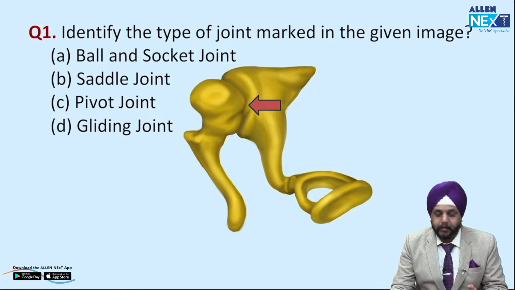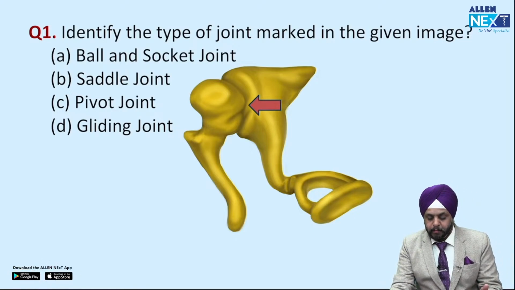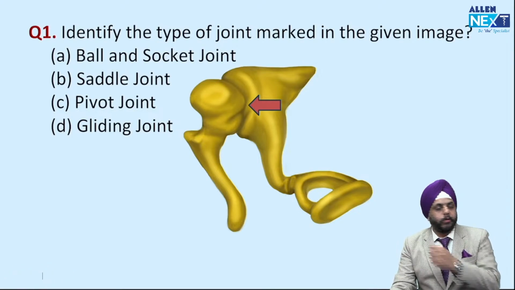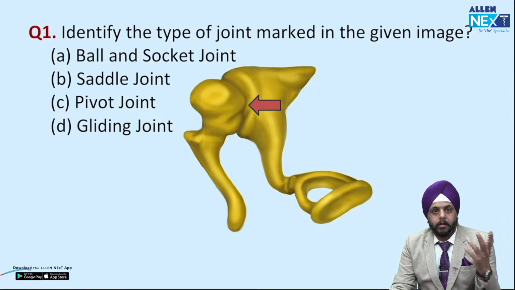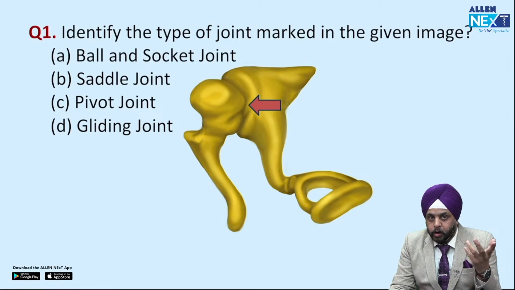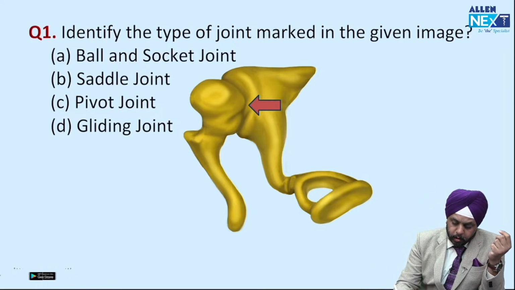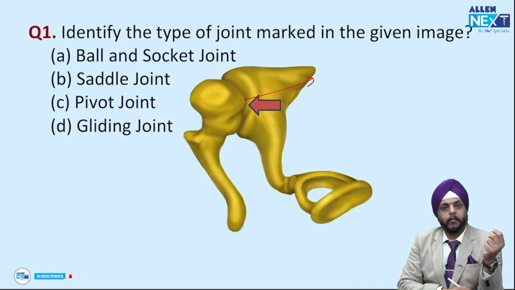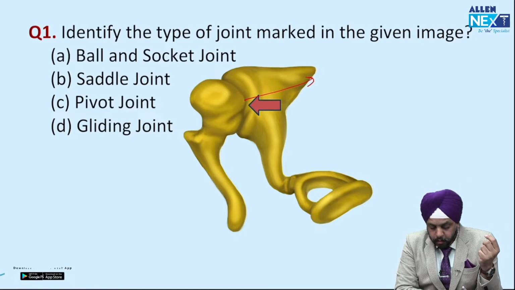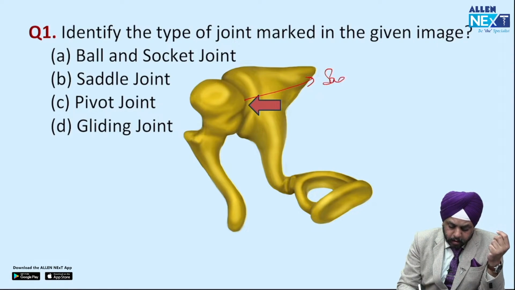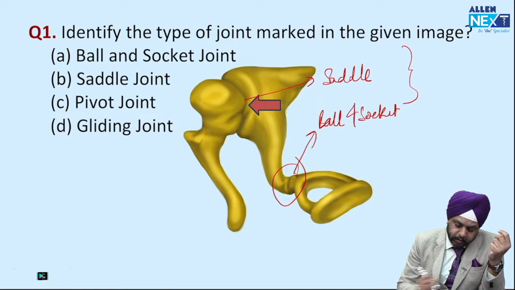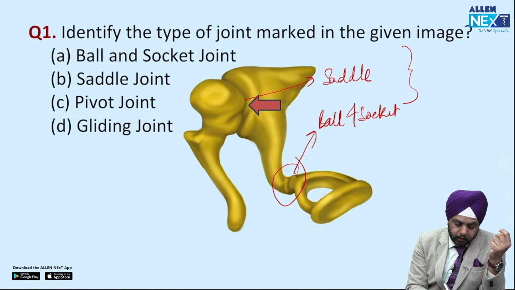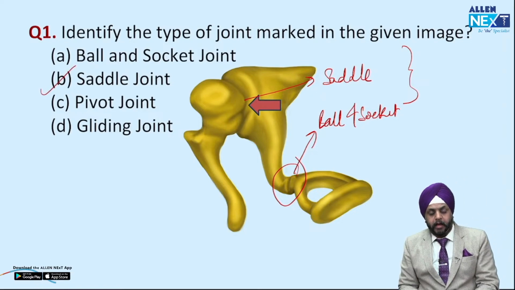Okay, so the first question: identify the type of joint marked in the given image. So the ossicles are given, friends. We have the ear ossicles, and I've taught you that the joints between the ossicles are synovial joints, and the arrow was marked over here at the incudomalleolar joint. Okay, so you can see over here, and we know that this is a saddle variety of synovial joint, and the incudostapedial joint is a ball and socket variety of synovial joint. So the answer to this question is saddle joint. Straightforward question, very easy question.